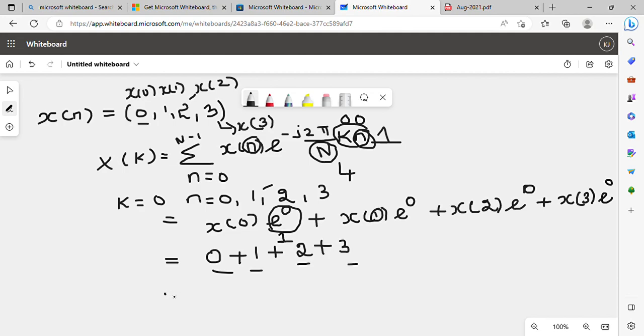Yes, and now you get the resultant as what? You get the resultant as 1 plus 2 is 3, 3 plus 3 is 6. So you are going to get 6, and 6 plus 0 is 6. So finally you got it as 6, right? So now what you're supposed to do, you have to just take k is equal to 1 now.